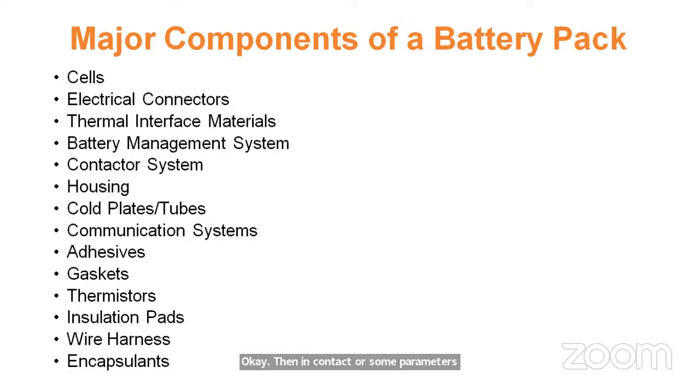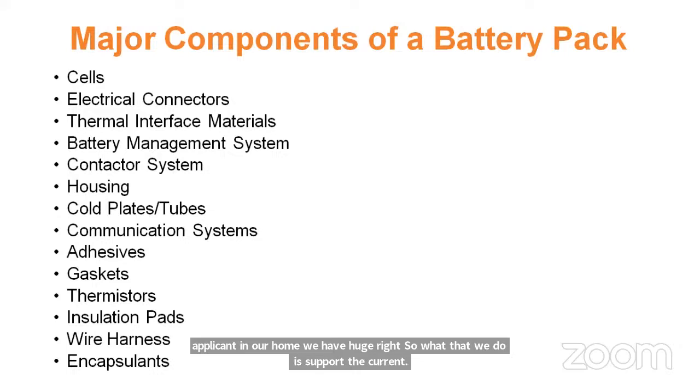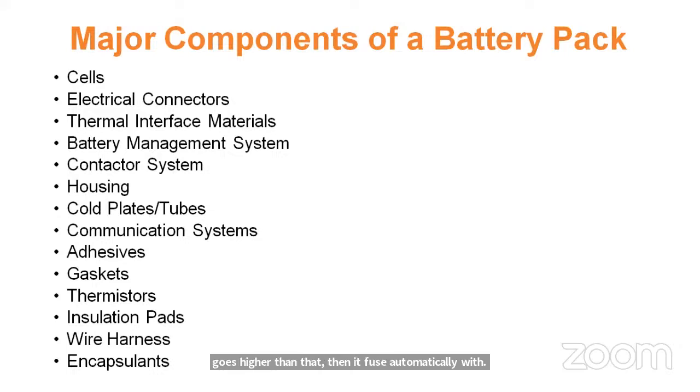Suppose, for example, you have used a 200 ampere contactor. This is similar to the fuse in our home. In our home we have a fuse, right? So what does that fuse do? If the current goes higher than that, the fuse automatically switches it off, right? Similarly, in a battery pack, we have a contactor.